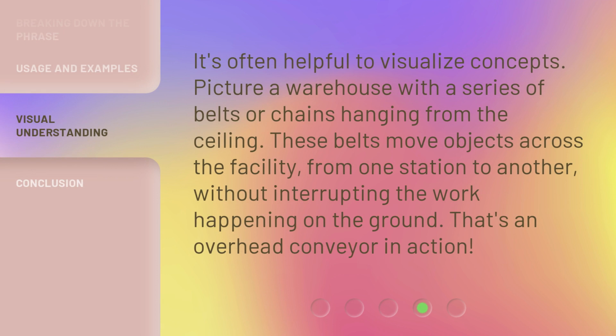It's often helpful to visualize concepts. Picture a warehouse with a series of belts or chains hanging from the ceiling. These belts move objects across the facility, from one station to another, without interrupting the work happening on the ground. That's an overhead conveyor in action.